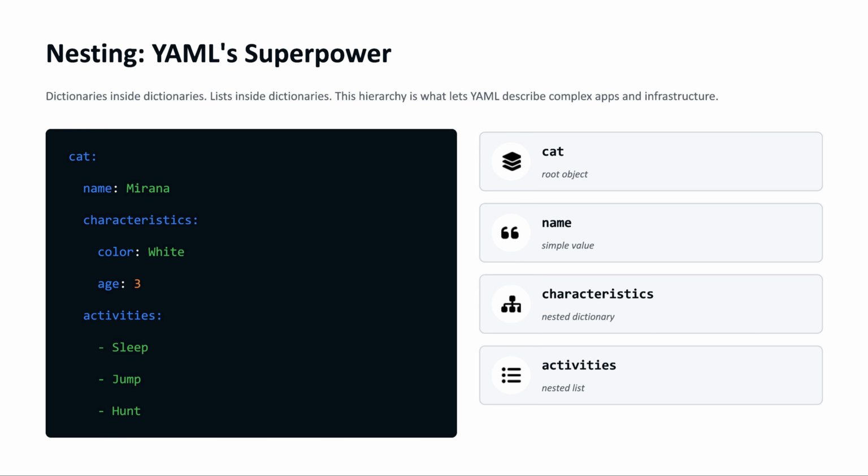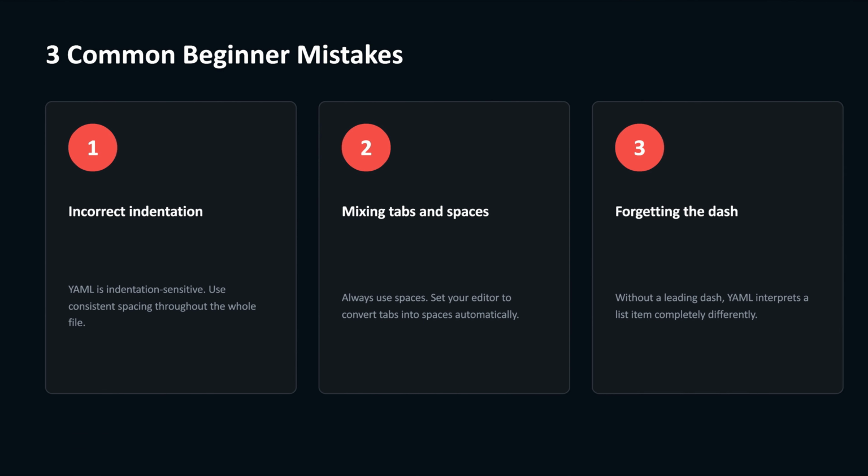Let's discover now some common beginner mistakes. When learning YAML, beginners usually make three mistakes. The first one is incorrect indentation. YAML is indentation sensitive. Use consistent spacing throughout your file. The second mistake that we usually see is mixing tabs and spaces. Always use spaces. Most editors automatically convert tabs into spaces. The third mistake that I would like to point out here is forgetting the dash in a list. Without the dash, YAML interprets the data differently.